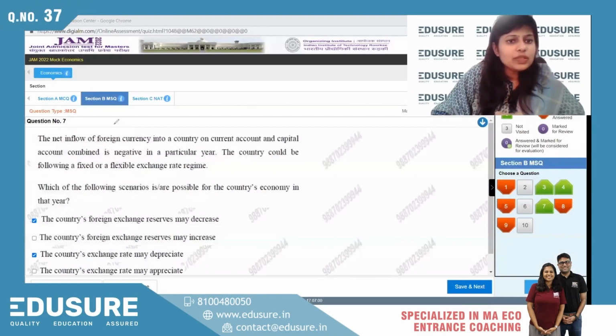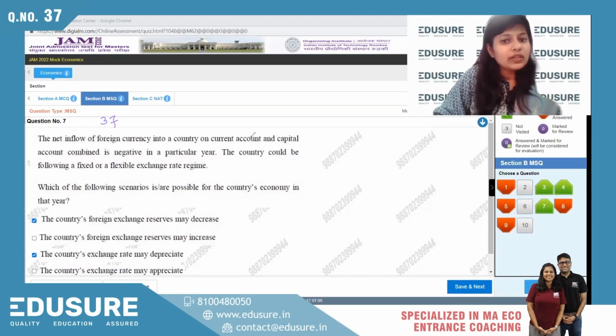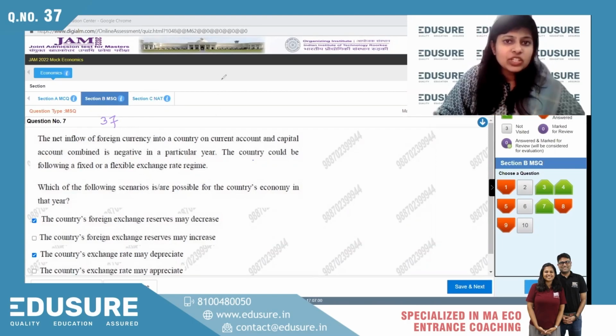Now, question number 37 of MSQ. The net inflow of foreign currency into a country on current and capital account combined is negative. So definitely there's a drain on the official reserves. The country could be following a fixed or flexible exchange rate regime. Which of the following scenarios are possible for the country's economy in that year?